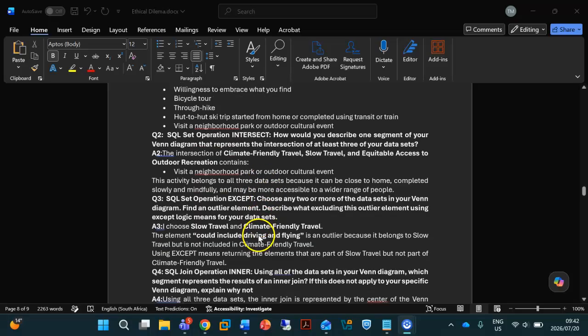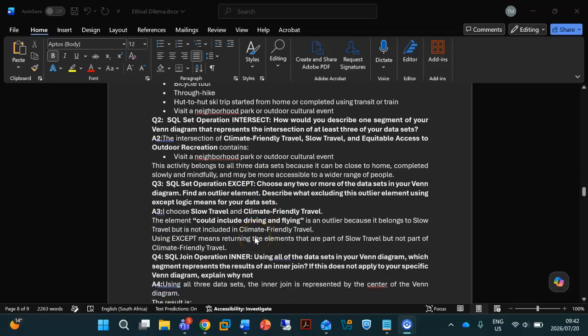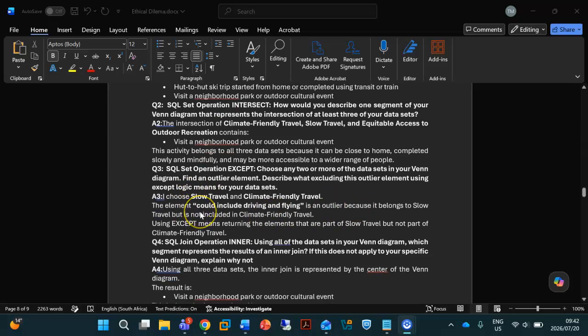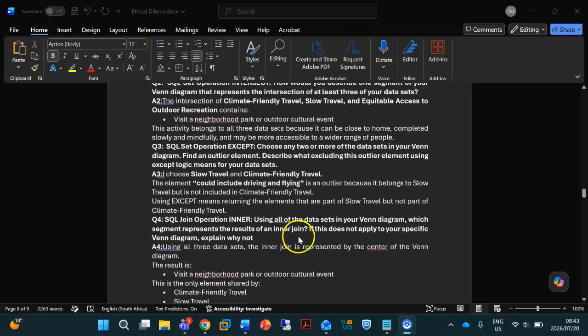Moving on to question number 3, SQL set operation except. Choose any two or more of the data sets in your Venn diagram, find an outlier element, and describe what excluding this outlier element using except logic means for your data set. For this I chose slow travel and climate friendly travel. The element could include driving and flying, an outlier because it belongs to slow travel but is not included in climate friendly travel. Using except means returning the elements that are part of slow travel but not part of climate friendly travel.